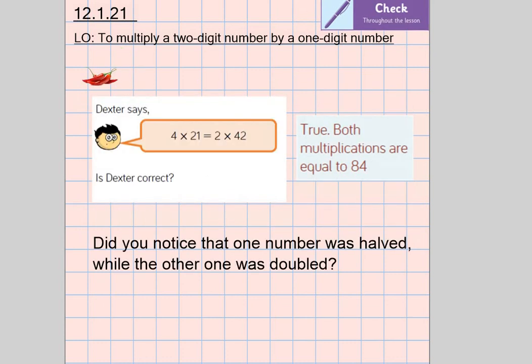How did you get on with Chili 3? So Dexter is correct because both multiplications are equal to 84. Did you notice that one number was halved while the other one was doubled?